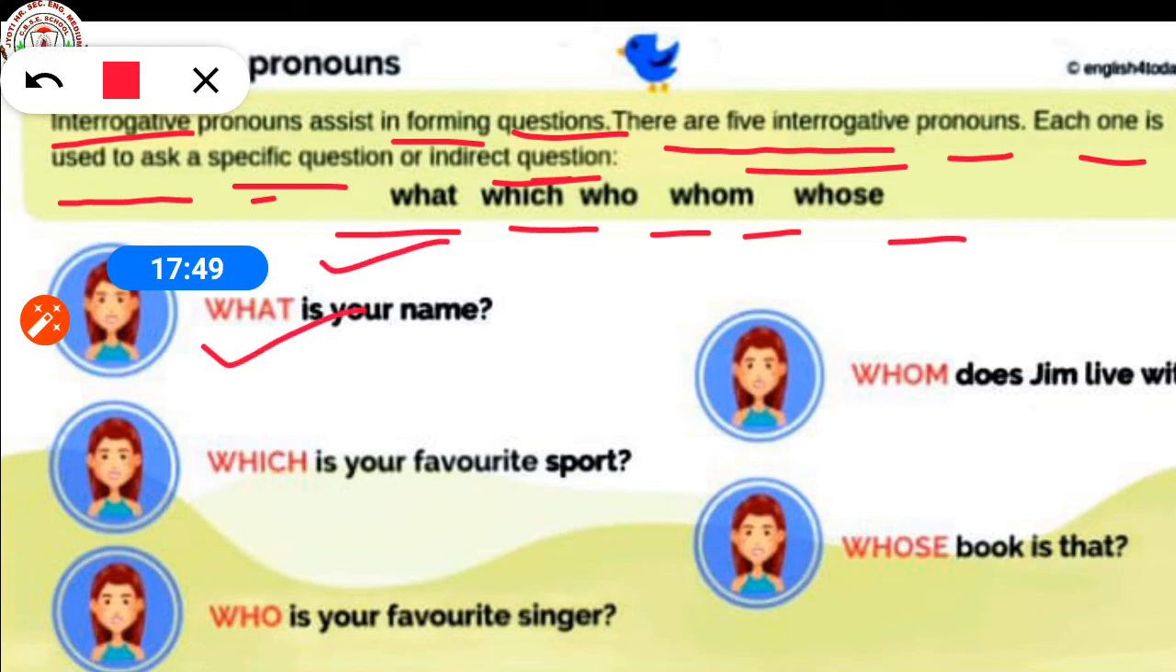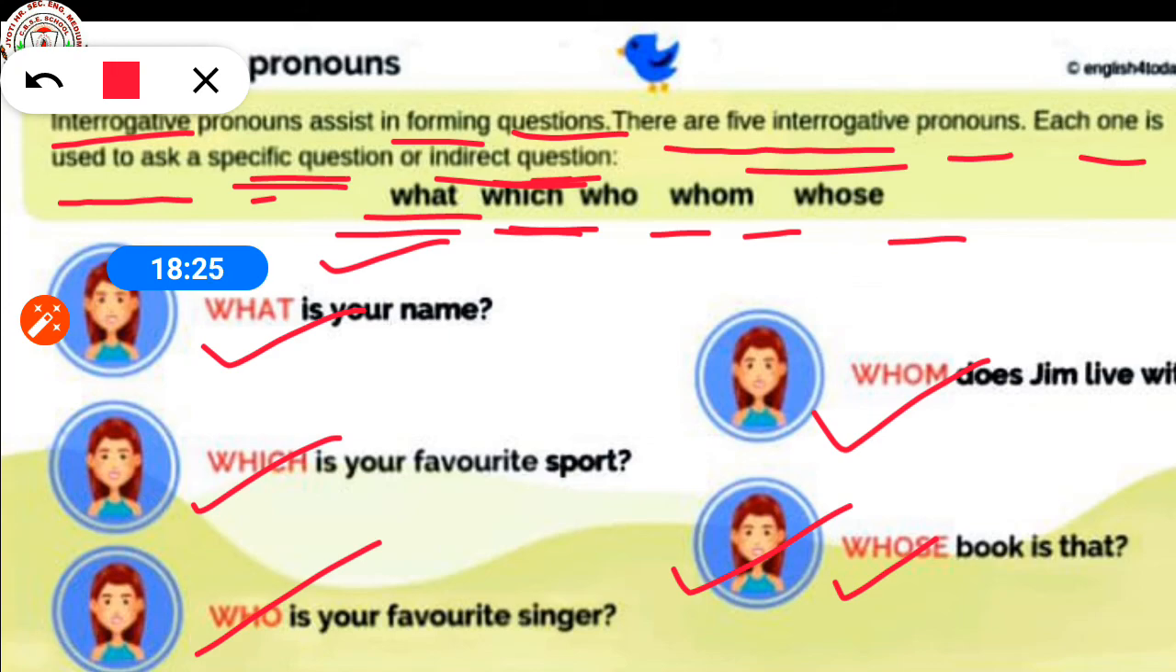What is your name? Which is your favorite sport? Who is your favorite singer? Whom does Jim live with? Whose book is that? So all these types of questions relate to specific or indirect questions. So interrogative pronouns always assist in forming questions, and all these questions relate with what, which, who, whom, whose.